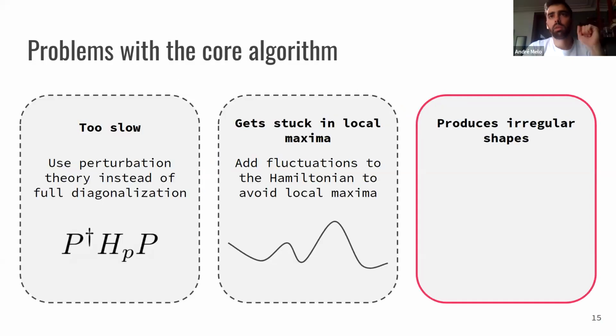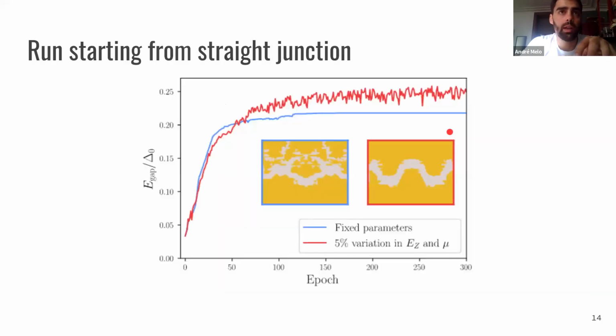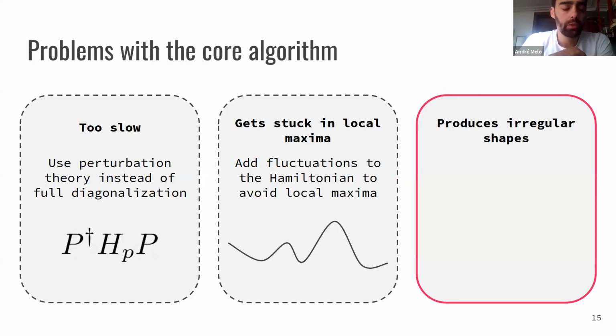Now, the third problem is that if you look at the output shapes, they are still a little bit irregular. I just said that this shape is better, but actually, if you look quite closely, there's still some kind of irregular features, things varying on the scale of the lattice constant. And we don't want that. We want shapes that are smooth and easy to fabricate.